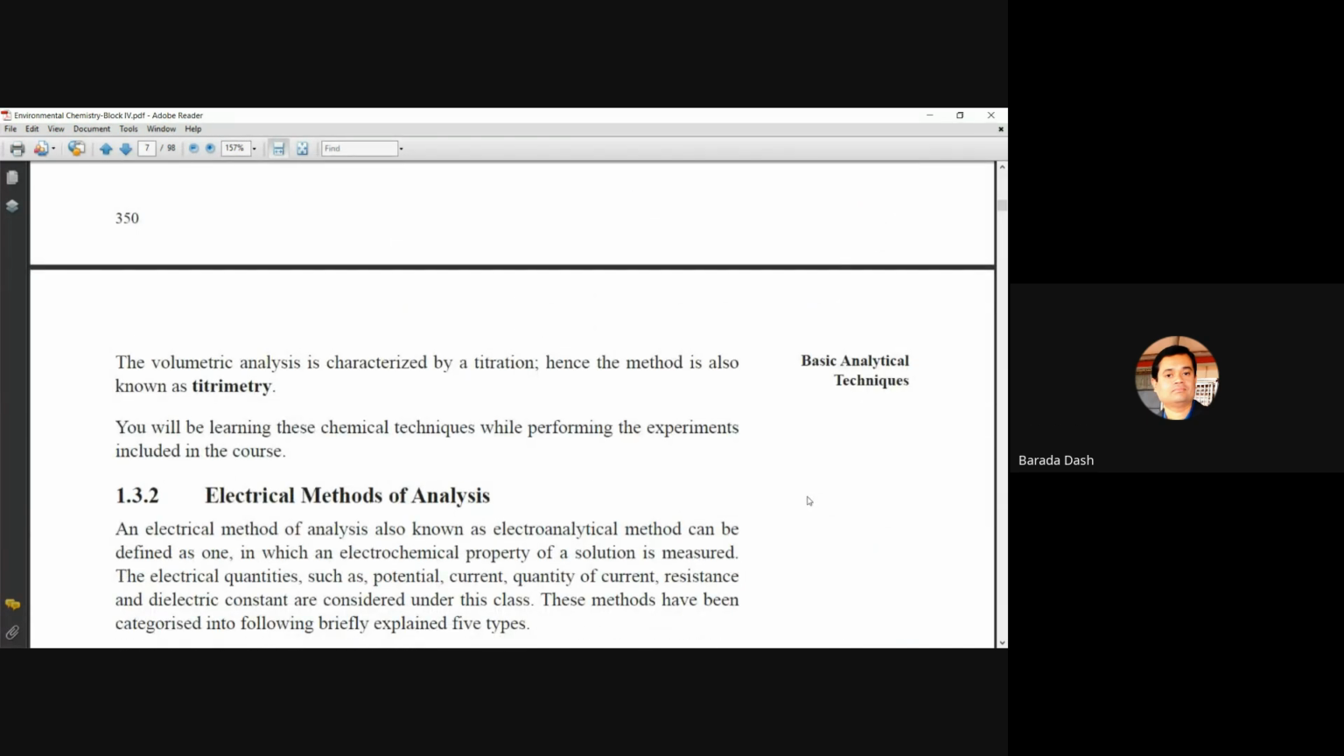Volumetric analysis is characterized by titration. Hence, the method is also known as titrimetry. Basically you do titration. Titration means you take a titrant and measure the volume, and add an indicator. At the end point, you get a change of color of the indicator. That means your reaction is over, and then you find out how much titrant is used, and from there you calculate the amount of analyte present in the sample. So that's why you do volumetry.